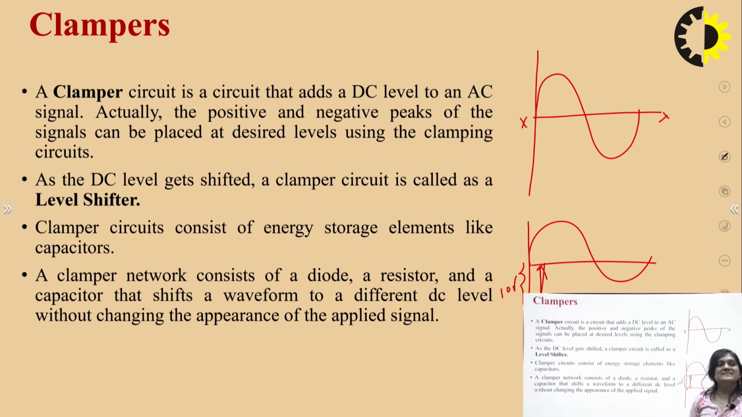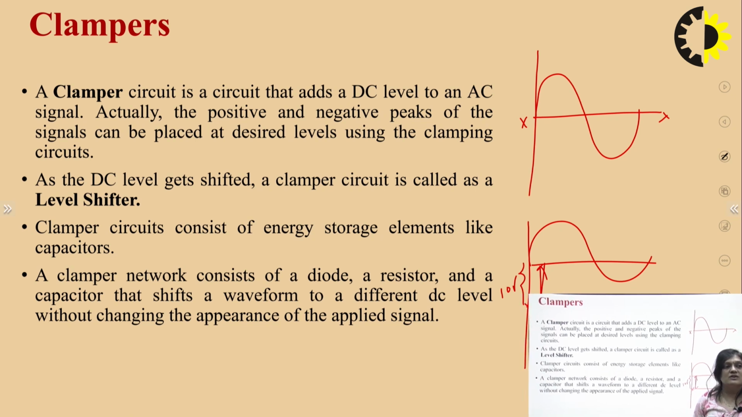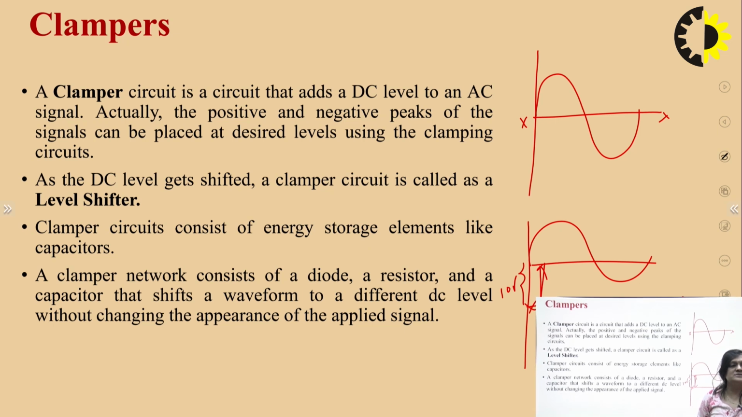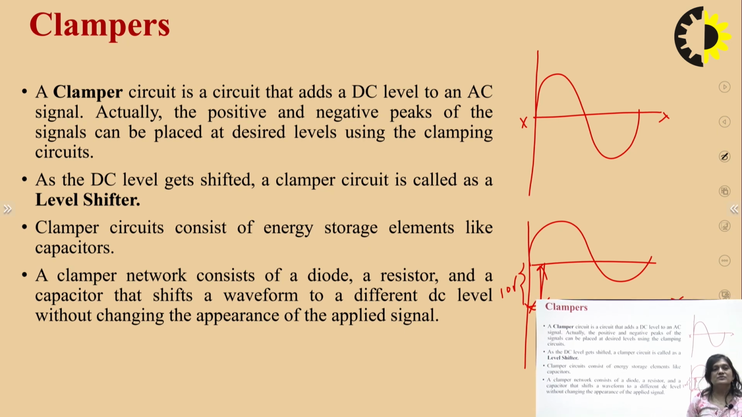As the DC level gets shifted, a clamper circuit is also called a level shifter. A clamper circuit consists of energy storing elements like a capacitor. A clamper network consists of a diode, a resistor and a capacitor that shifts a waveform to a different DC level without changing the appearance of the applied signal. This is a sine wave, so in the output we will get the same sine wave with the same peak values, but only the DC level will be changed.